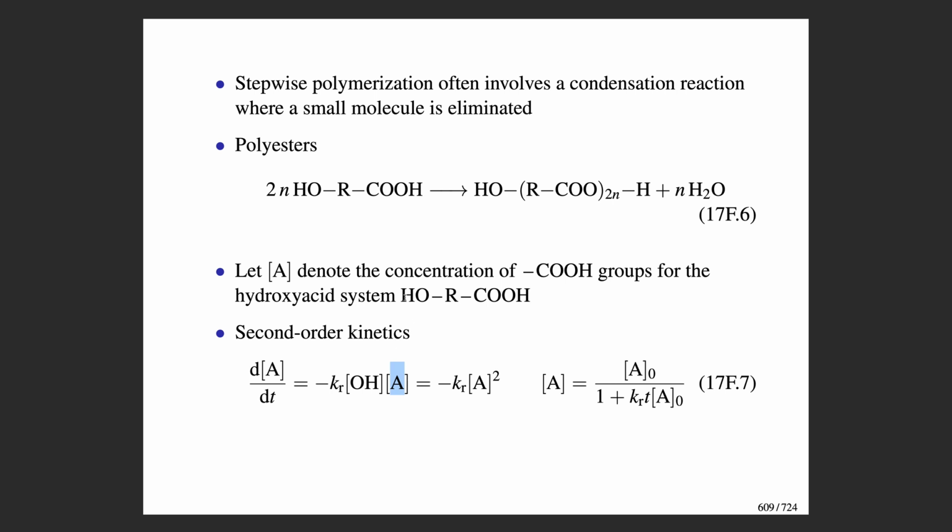And due to the stoichiometry of the molecule, for every acid group there's an OH group, and so we can just replace OH with A, and that's going to give us this second order kinetics expression. And here's the integrated rate law for that second order kinetics. So this is the concentration of the acid group as a function of time, and it's going to decrease with time.